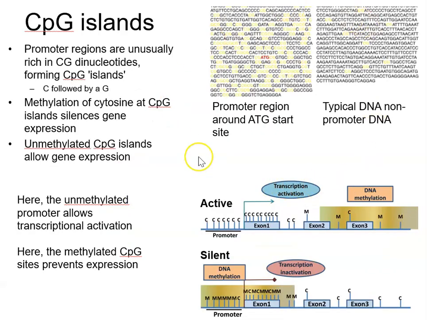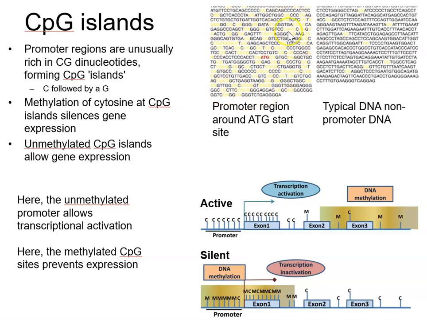Now if we look at a typical promoter region, basically the region at the start of a gene, what's happened here is all of the CG dinucleotides, where a C is followed by a G, have been highlighted in yellow. And around the promoter region of a gene, and particularly around the ATG start site, which is where translation would start, there are lots of CGs, and any of these can become methylated, and any of these can also be regulatory sequences that are crucial for transcription factor binding or other protein binding to enhance transcription.